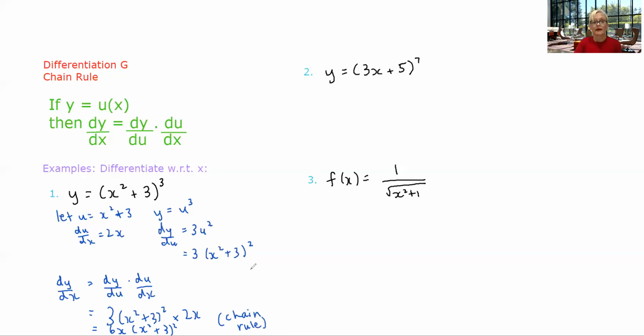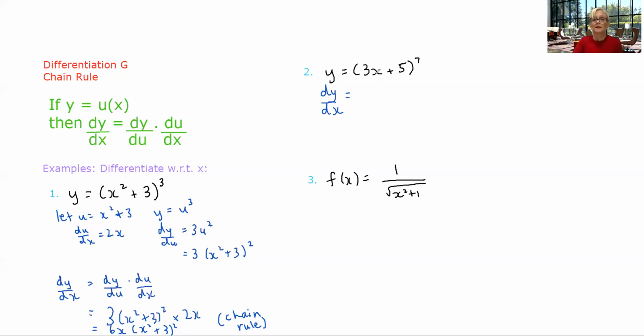It doesn't matter how many functions on functions you have. If you start with your outermost function and differentiate that as if it were just a plain x, and then differentiate the inner function and multiply, I'll show you. Let's do this one here. This is a relatively simple chain rule situation. So dy dx.